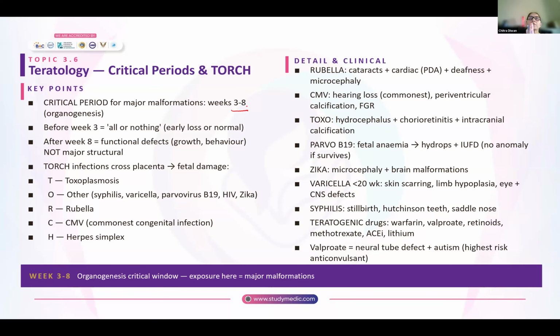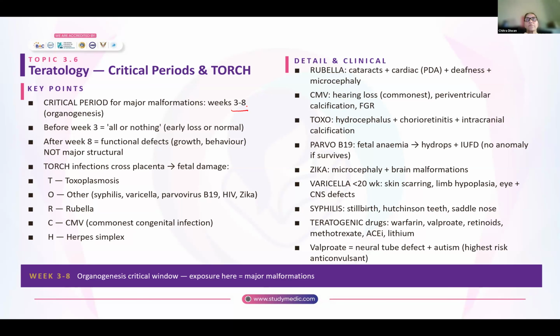Okay. So if it is just an insult that is mild, nothing will happen. This pregnancy escapes and it goes on to form a normal pregnancy. But if the injury or the insult is very severe, then all the cells die and the pregnancy miscarries. So that is what is called an all or none phenomenon. It happens before 2 weeks.